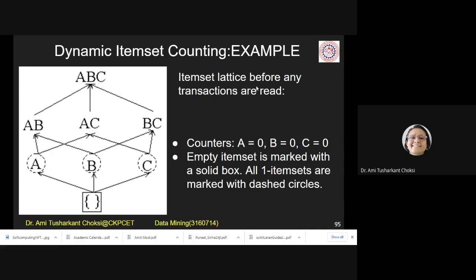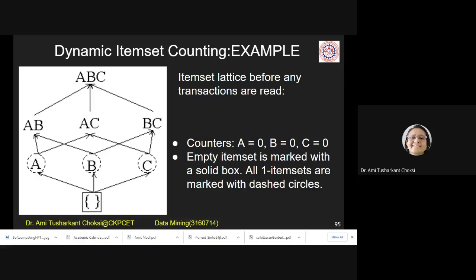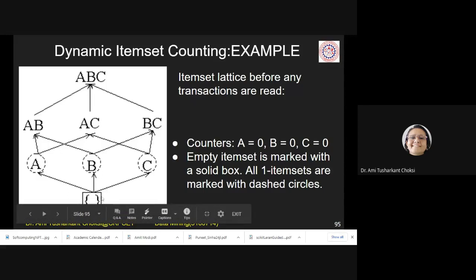Item set lattice before any transactions are read. Nothing is read just now. So first of all, we should have the counters for each and every item, that is A is equal to 0, B is equal to 0, C is equal to 0. Right? Now, the empty item set is marked with a solid box. Empty, nothing is there in it, so it is confirmed frequent. So it is marked as a solid box.